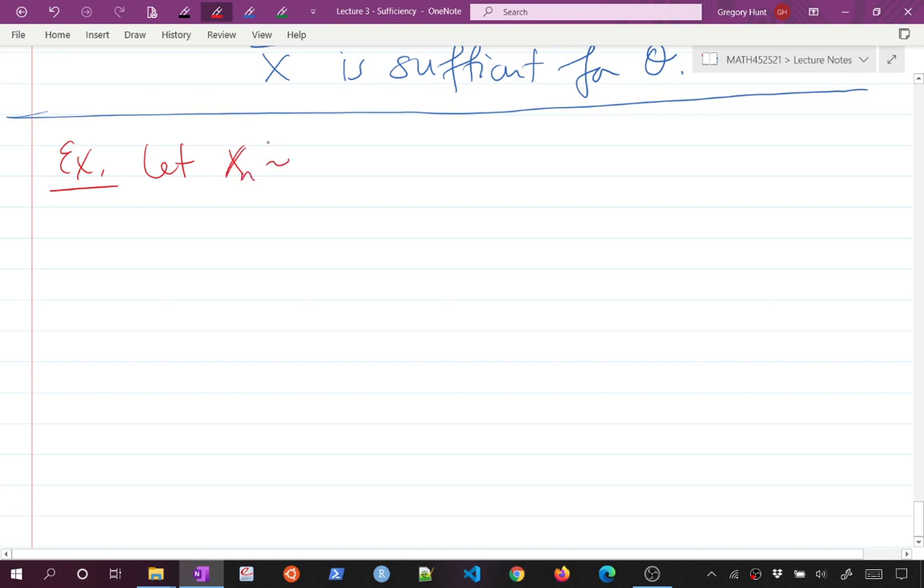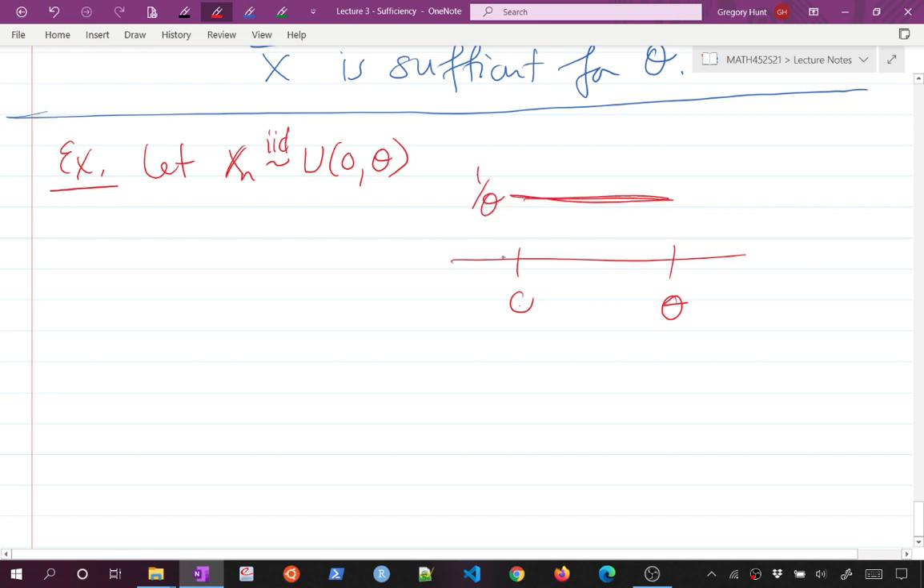So let's have our data be uniform between 0 and theta. All right, so here's my marginal. It's 1 over theta between 0 and theta, and 0 outside of that.